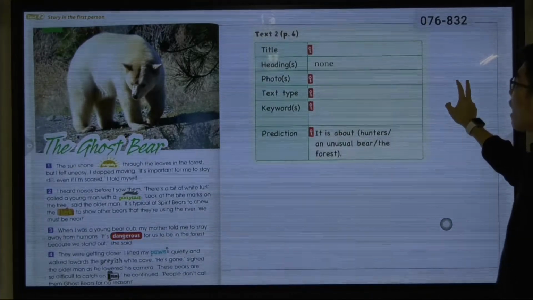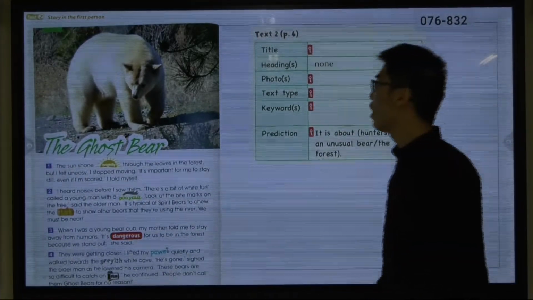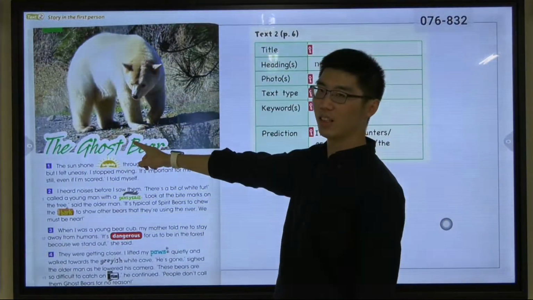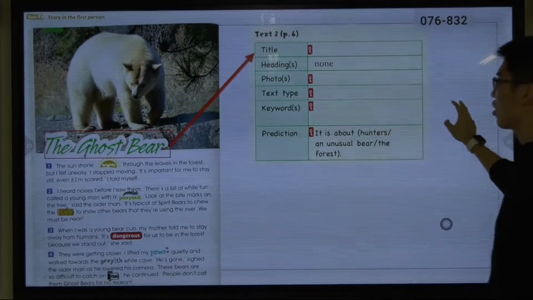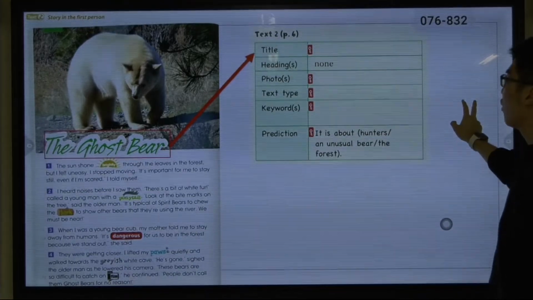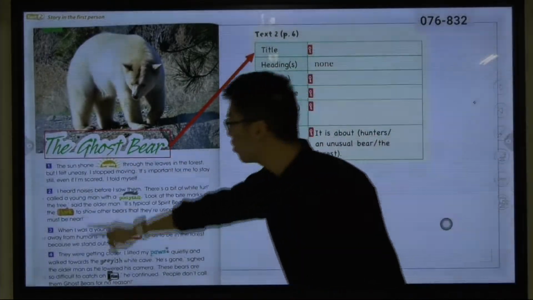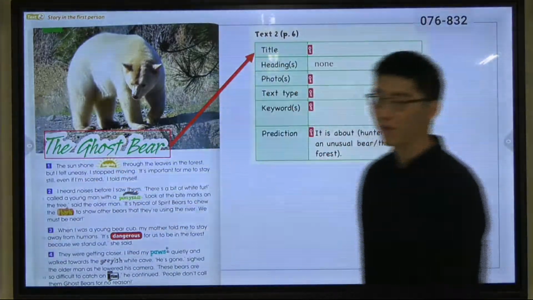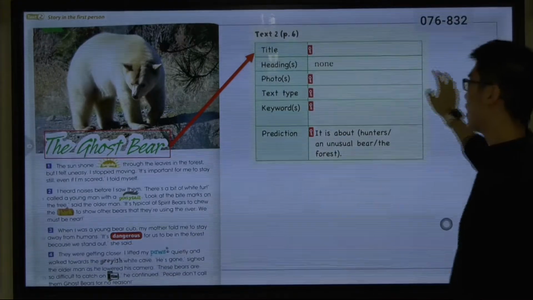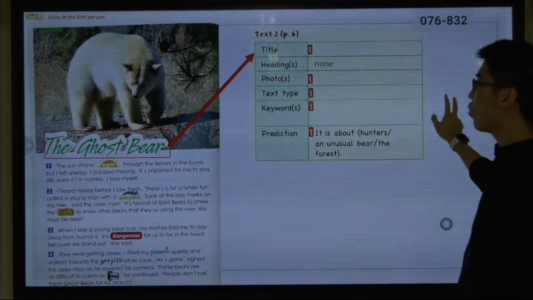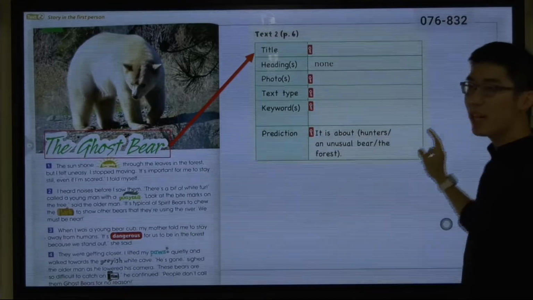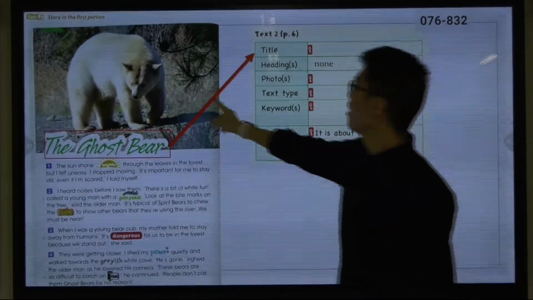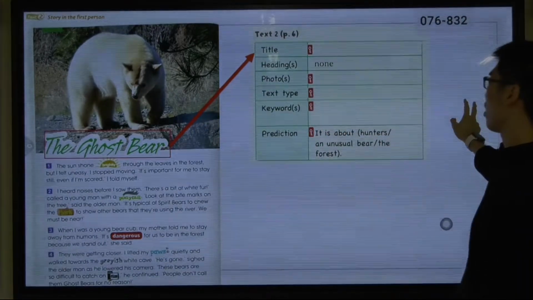So for the test 2, you can see which one is the title. This one or this one. Okay, for title it should be The Ghost Bear. Okay, so for heading you can see no subheading or subtitle between each paragraph. Okay, so it is no headings. Okay, so in the photo you can see what? A white fur bear, but it is not a polar bear. Okay, so you can see land here, so it is not with ice.